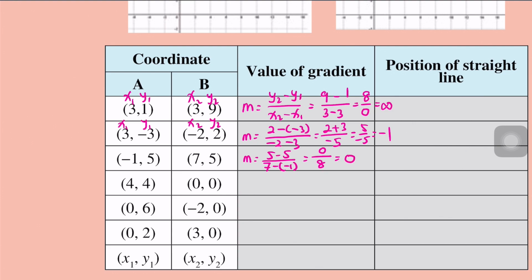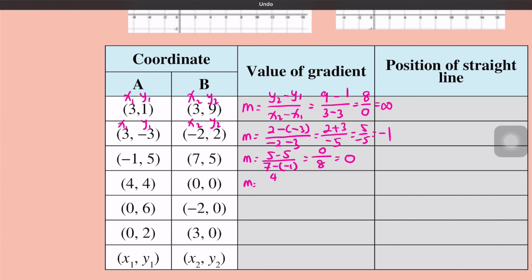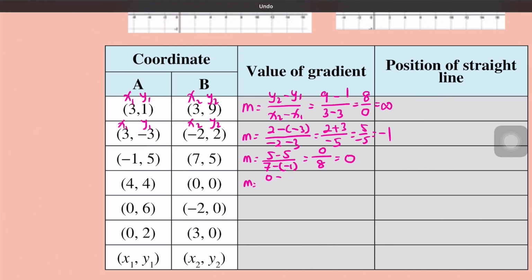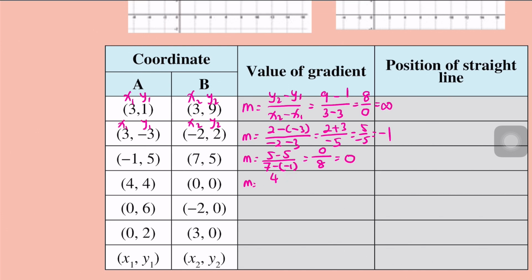And then we try the last coordinate. m, 4 minus 0 over 4 minus 0. 4 over 4 is 1, positive.